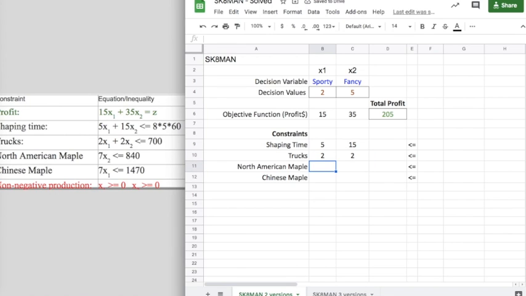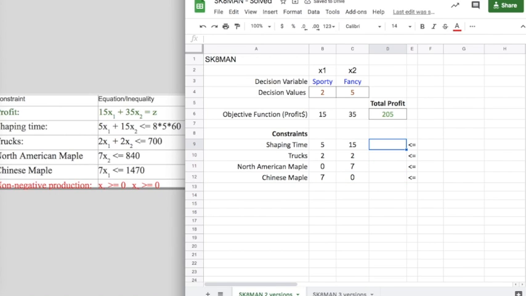North American maple is used for the fancy board. It's not used for the sporty, so the sporty would use 0. The fancy would use 7 veneers, because these are, remember, sliced into small thin sheets of wood and glued together and pressed. So 7 veneers for the North American maple for the fancy. The Chinese maple uses 7 veneers for the sporty, 0 for the fancy. The fancy uses North American.